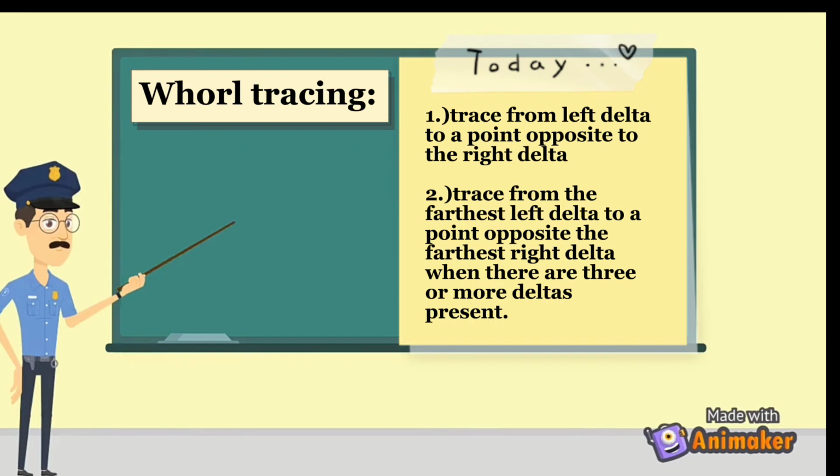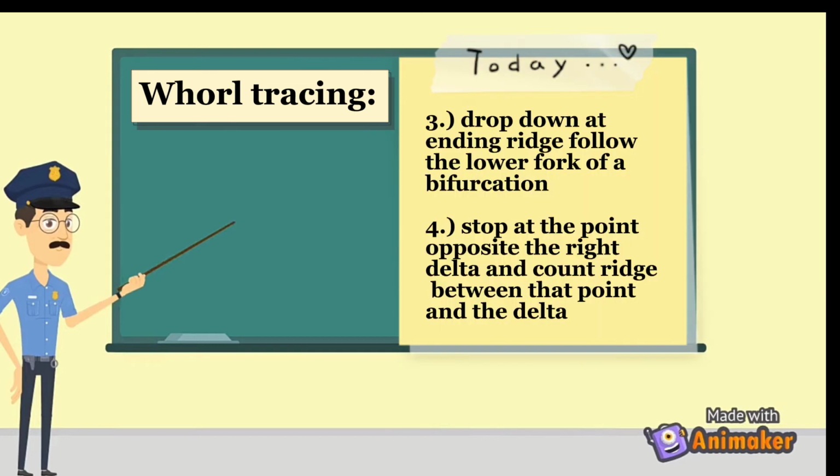This is how to trace a whorl. 1. Trace from the left delta to a point opposite to the right delta. 2. Trace from the farthest left delta to a point opposite the farthest right delta when there are 3 or more deltas present. 3. Drop down at an ending ridge, follow the lower fork of a bifurcation. 4. Stop at the point opposite the right delta and count ridges between that point and the delta.